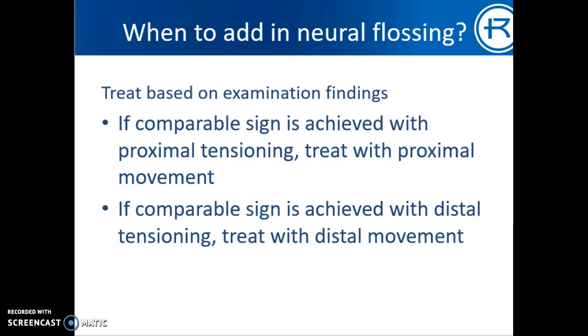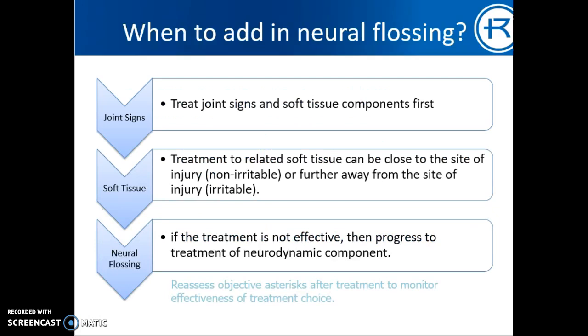So when do you add neural flossing? So you want to treat based on your examination findings. If you find a comparable sign with proximal tensioning, then treat with the proximal movement. If a comparable sign is achieved with distal tensioning, then treat with the distal movement. Here's an algorithm you can follow in terms of layering and progressing your interventions with manual therapy.